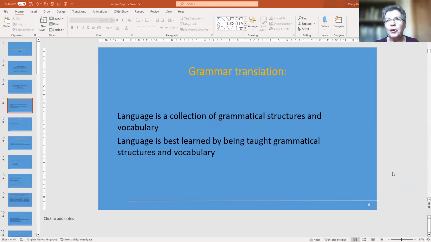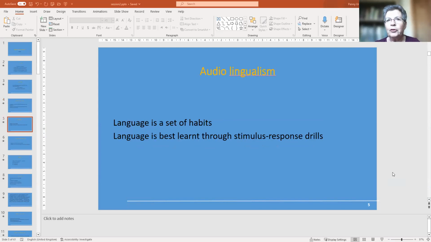So some examples. Grammar translation is based on the premise that language is a collection of grammatical structures and vocabulary, and therefore the best way to teach it is to teach grammatical structures and teach vocabulary and practice them and put them together and so on. Or audiolingualism. Language is a set of habits, traditionally, and therefore language is best learned through stimulus response drills and memorizing and repetition and all that sort of thing.